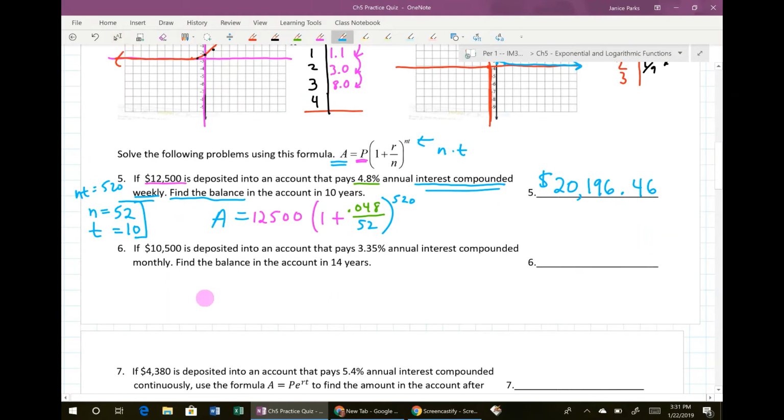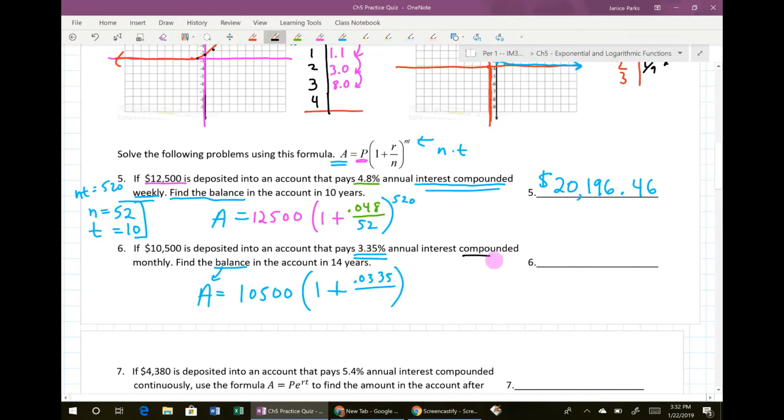For number 6, you're going to do the same thing. So again, we're finding the balance, which is A. You put 10,500 in the bank. The interest rate in this case is 3.35%, which is 0.0335.